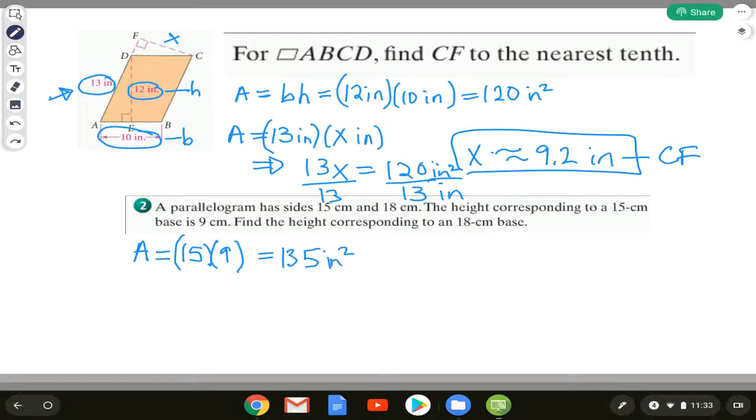And now I'm trying to find the height that corresponds to the 18 centimeter base. So that area, which is the same, will be 18 times the height that I'm looking for. So I know that 18H has to equal 135. So then if I divide both sides by 18, I should get that the height is, and I'm rounding to the nearest tenth, I believe, about 7.5 inches. Oh, I'm in centimeters this time.